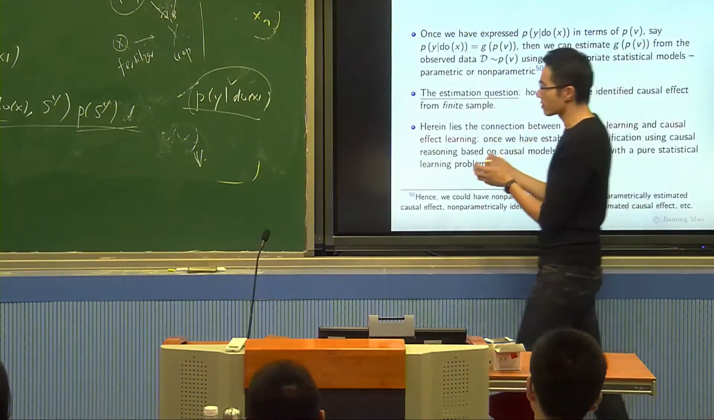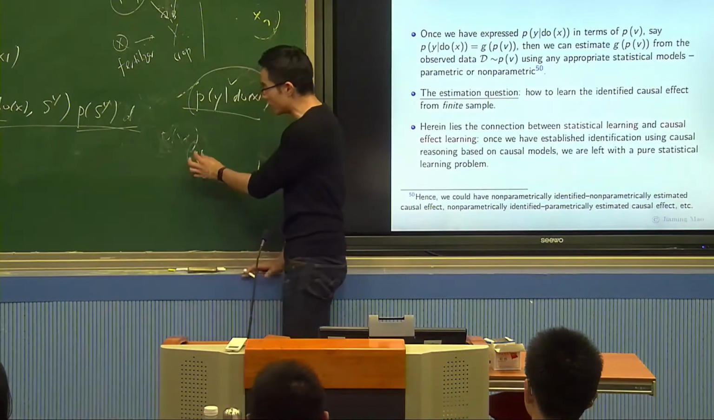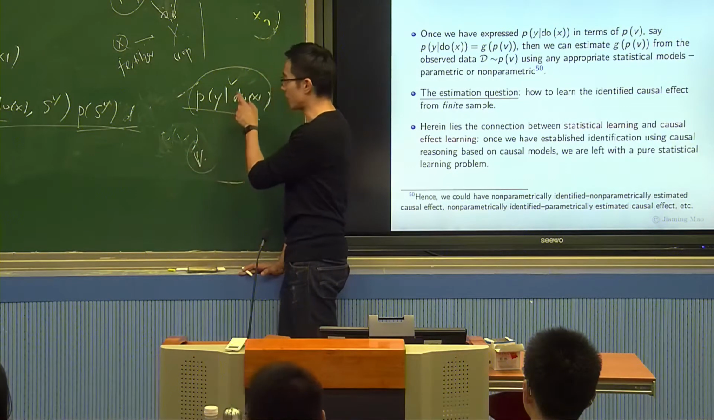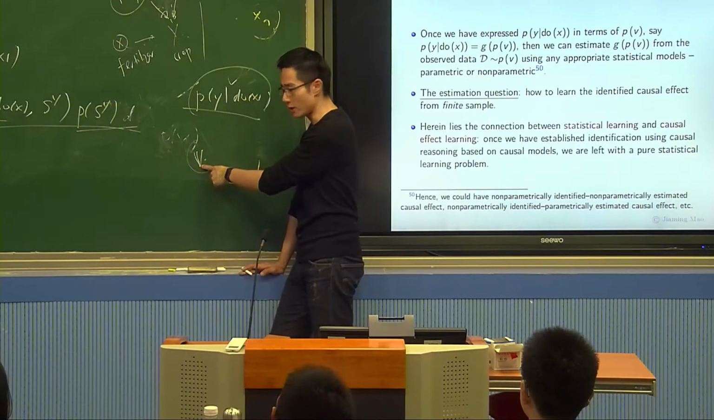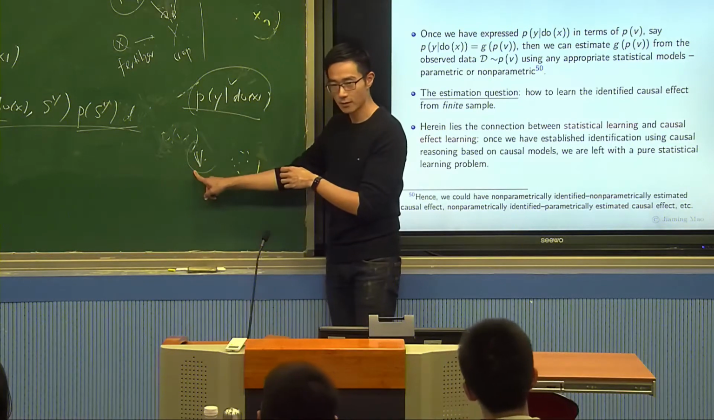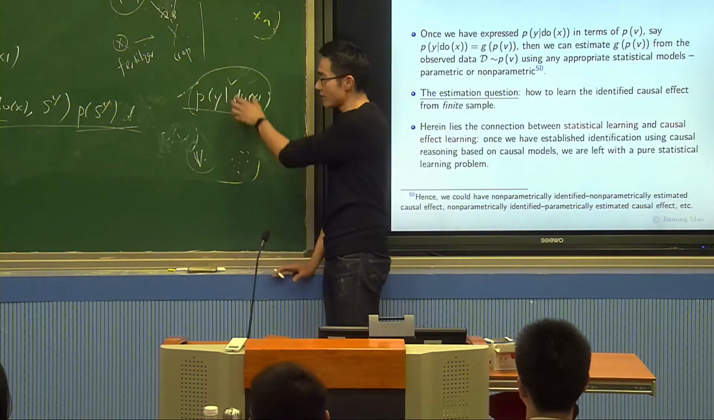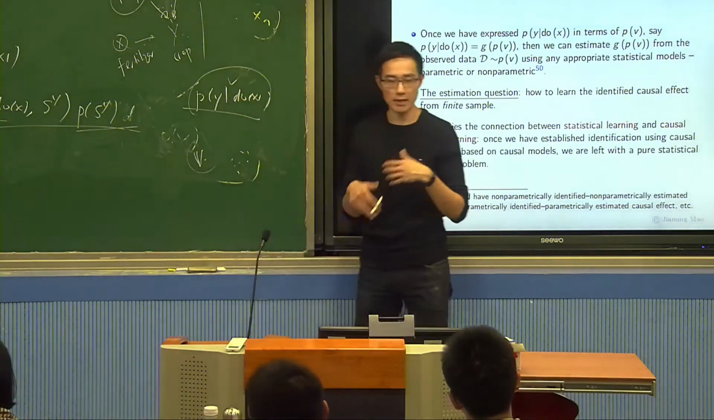The estimation question is: I know that if I know the true distribution of V, then I can uniquely determine this. But in reality, we do not know the true distribution of V. In reality, we only see a limited sample from V. Now, in that case, I can only estimate. So how do I do this? That's the second stage, the estimation stage.